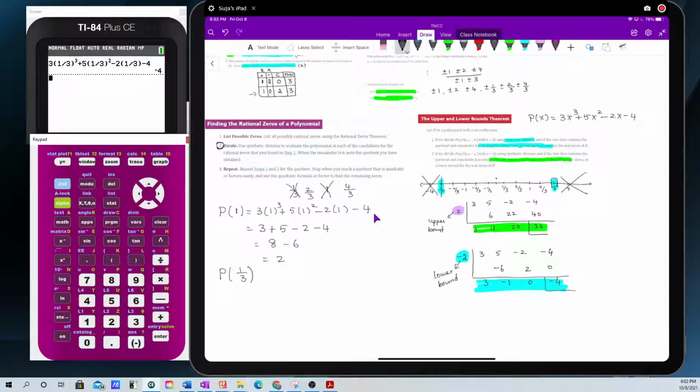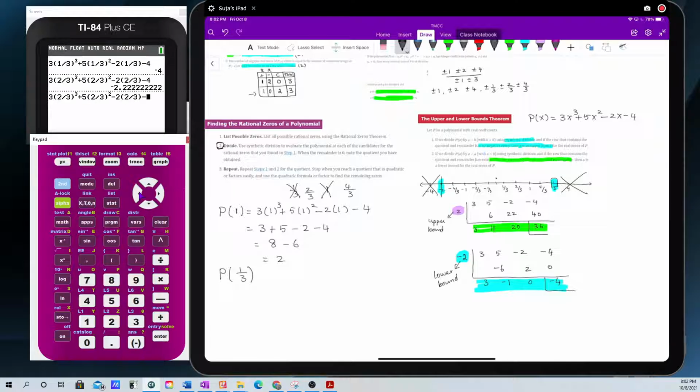So that's telling me 1/3 cannot be a zero. So now I need to check for 2/3. Rather than typing this whole thing, I can go up using my up arrow, select it, bring it back, and just change this to 2, change this to 2, and still I'm not getting it. So let me go back again.